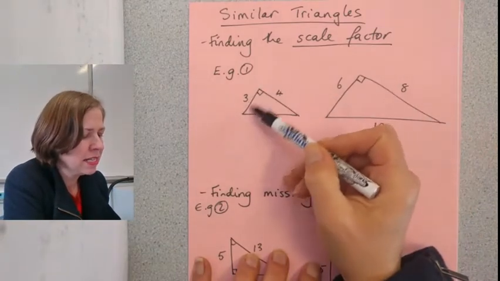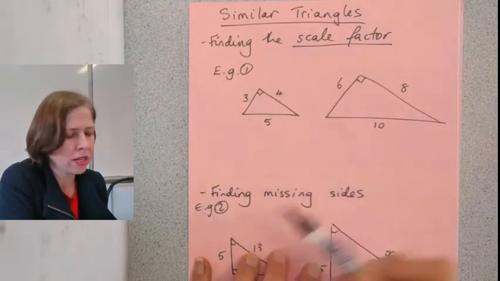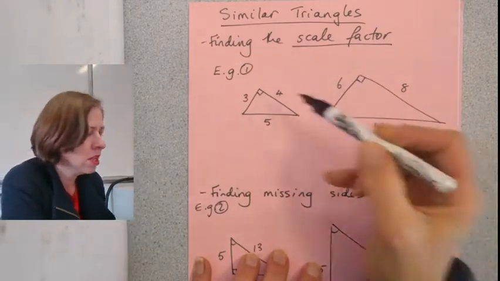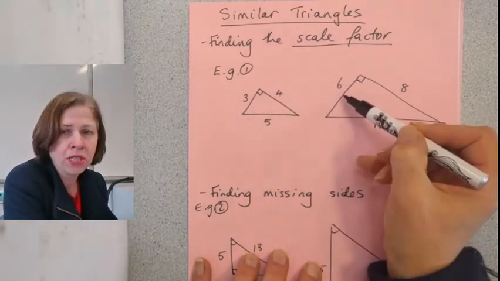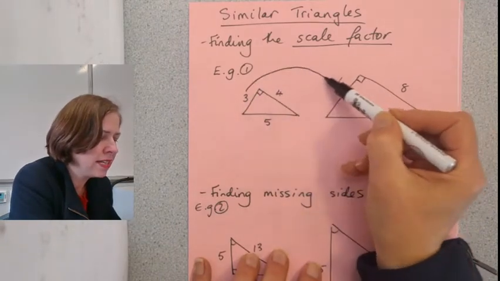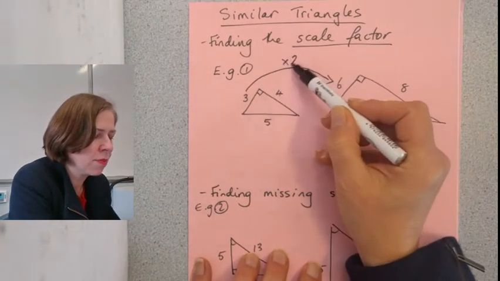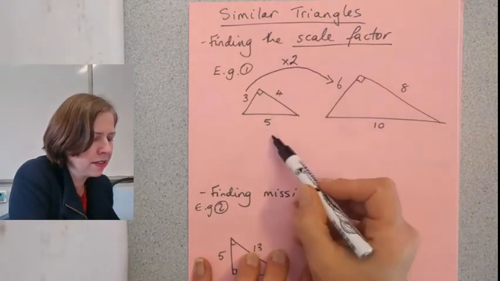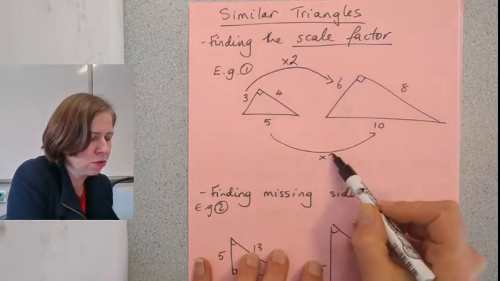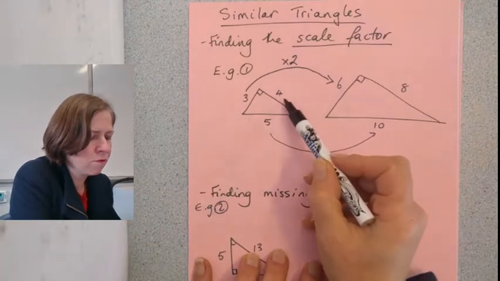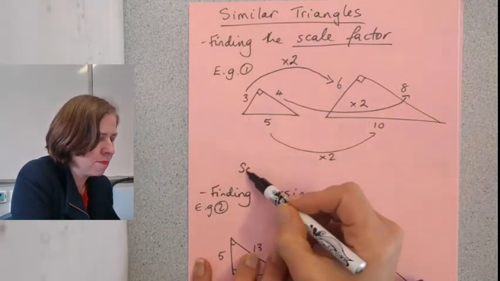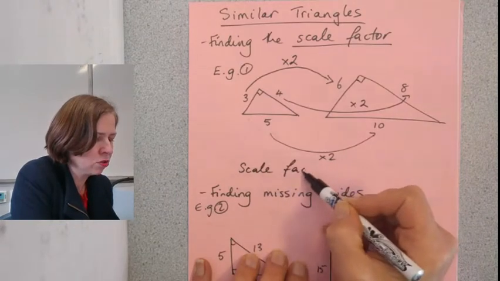This 3 is the shortest side on this triangle and this 6 is the shortest side on this triangle. So these guys are corresponding. And when I go from 3 to 6, I had to multiply by 2. Look, when I go from 5 to 10, I have to multiply by 2. And when I go from 4 to 8, I also have to multiply by 2. So that means that my scale factor is 2.